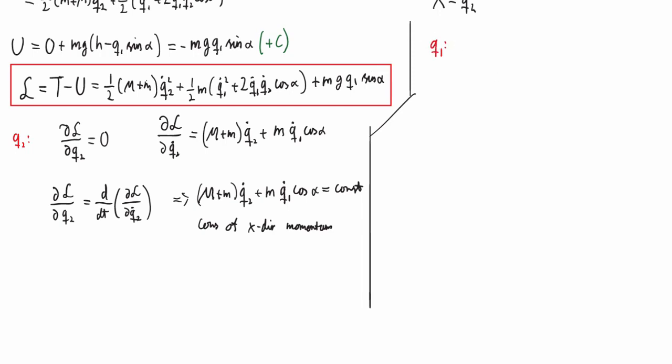Next, let's look at Q1. The generalized force, partial L, partial Q1, is mg sine alpha, and the generalized momentum is mQ1 dot plus mQ2 dot cosine alpha. Now we'll write down the Lagrange equation.